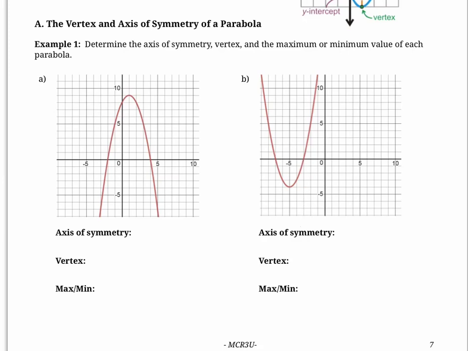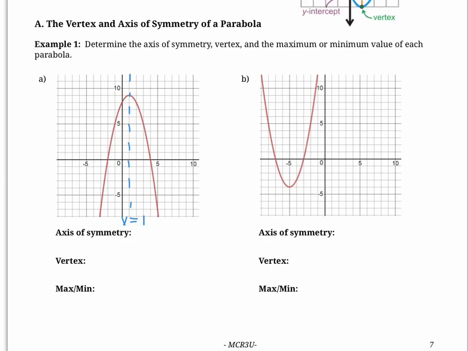So let's quickly find the axis of symmetry, vertex, and maximum and minimum of each of these graphs. Okay, so let's start with this first one. The axis of symmetry we know is going to cut the parabola exactly in half. So it's going to be this line right here. And visually we can see that that's going to cut it exactly in half. By the way, what is this number? This is 1. So this is the line x equals 1, because that's what's true along this entire line. x is always equal to 1. So that's the axis of symmetry.